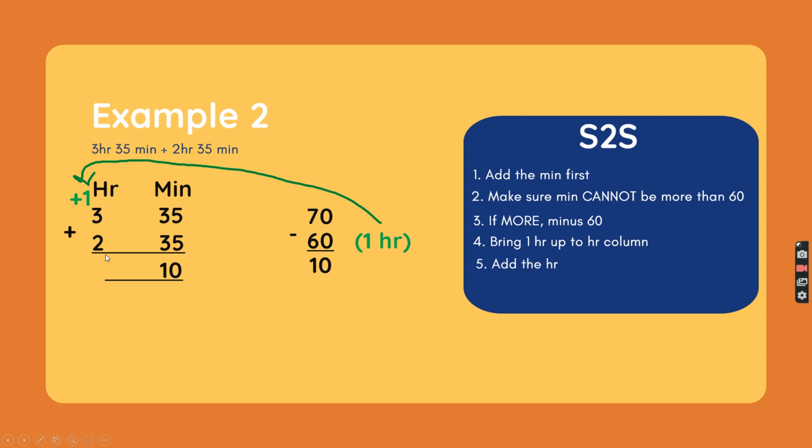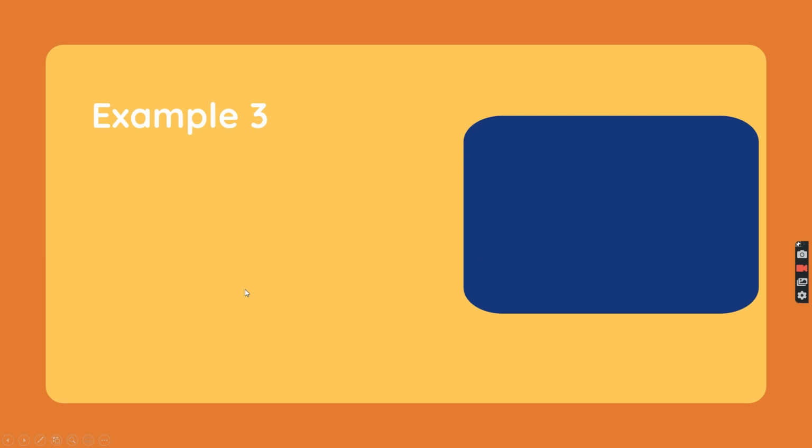So that leaves us with the last S2S, which is at the hour column. So the hour column is right over here. So we're just gonna plus all these numbers. So 1 plus 3 plus 2, that gives us 6, and the answer is 6 hours and 10 minutes. Moving on to example 3, we have 8 hours 45 minutes plus 5 hours 55 minutes.